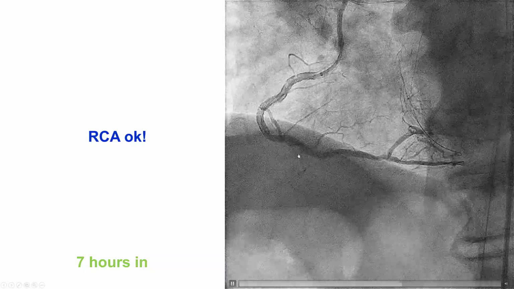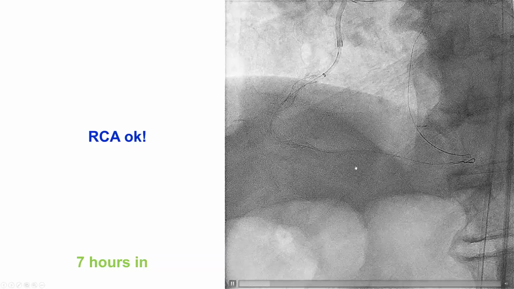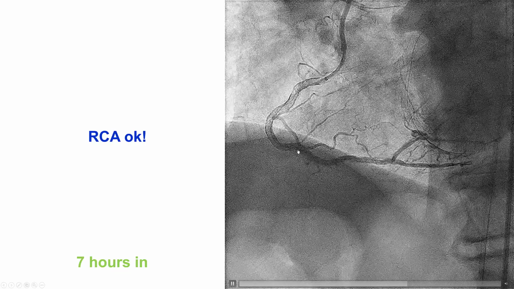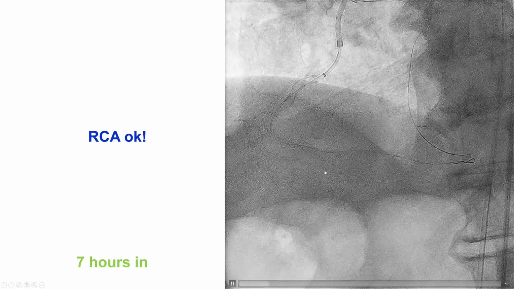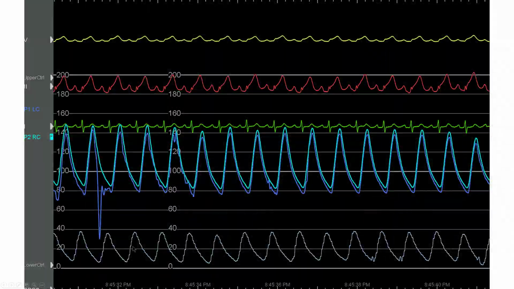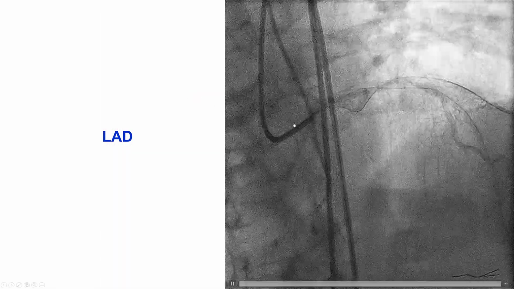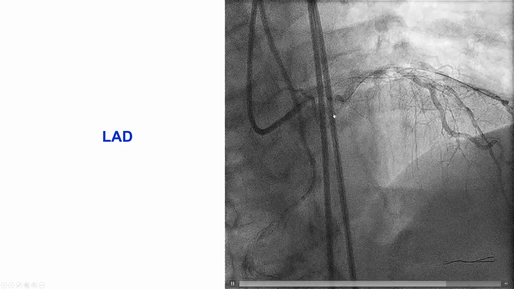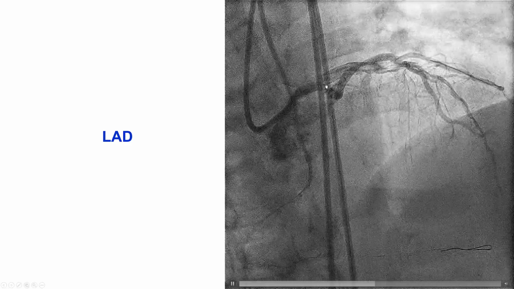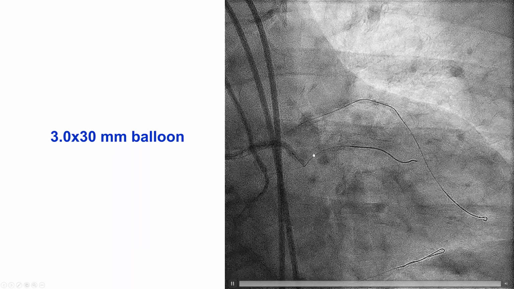And at this point, we felt good that we had covered that area of potential dissection in the distal right coronary artery. And now we're 7 hours into the procedure. STs are still fairly up, but the patient's chest pain went away. So now we have to finish fixing the left main, LAD, and circumflex bifurcation.